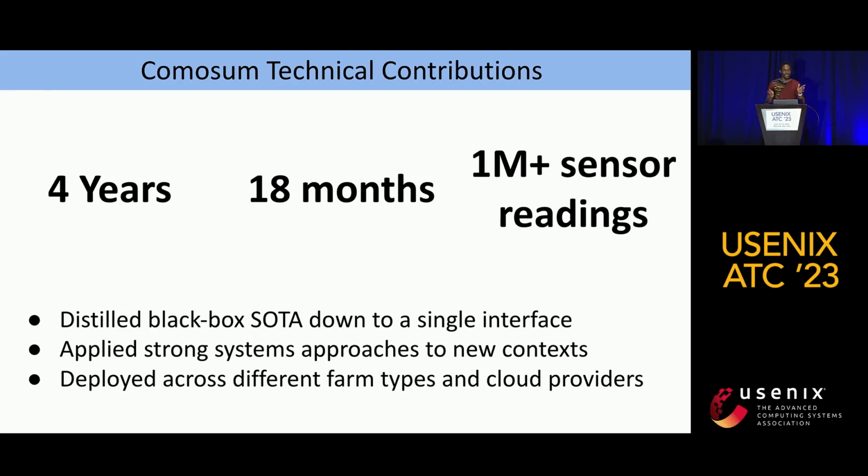So here's one slide to just give it all to you. This is pretty much 4 years of experience. We're trying to distill black box state-of-the-art systems down to classical ideas. And it's a new architecture that applies and advances the state-of-the-art to a new portfolio of system challenges. And we also took lessons from 18 months of deployment with 1 million sensor readings across farm types and cloud providers.